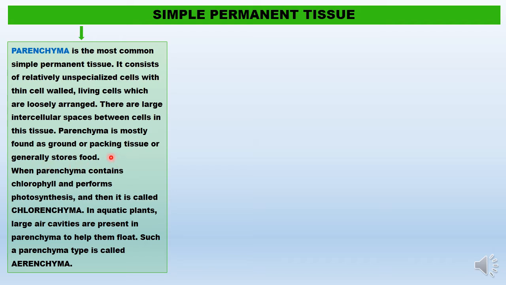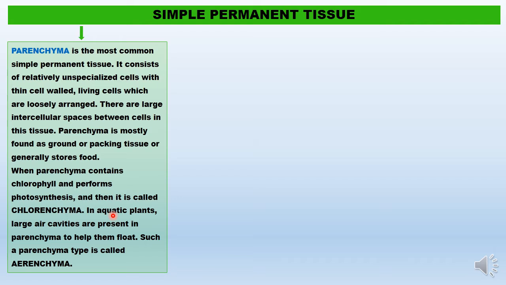So children, in plant body where non specialized tissue is required, like we neither need epidermal tissue nor do we need vascular tissue, some gap filling or packing tissue is required, then that is going to be your parenchyma. Sometimes when parenchyma contains chlorophyll, then it becomes chlorenchyma. For example, this kind of chlorenchyma tissue is found in leaves and all the green parts of the plant. And in aquatic plants, children, where we need buoyancy, so we need some air to be trapped in the plant tissue.